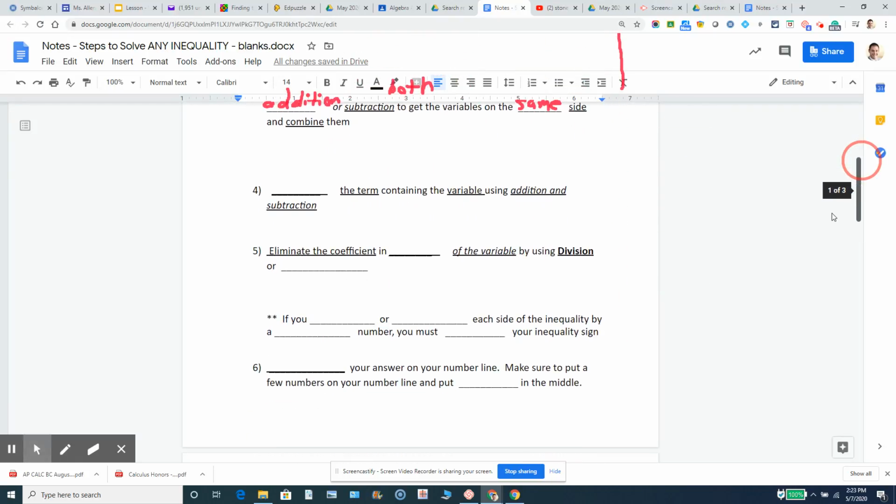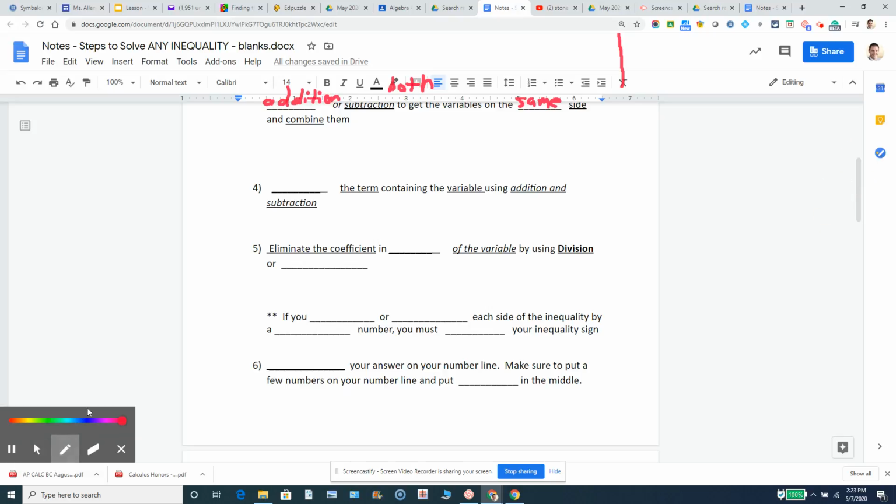Moving on. Once you get your variables on the same side and combine them, step 4 is to isolate, meaning get by itself. Isolate the term containing the variable using addition and subtraction. That's an I there. It's hard writing with the mouse, so bear with me. Step 5, eliminate the coefficient in front of the variable by using division or multiplication. So that's where you get the variable totally by itself by multiplying or dividing, your last step.